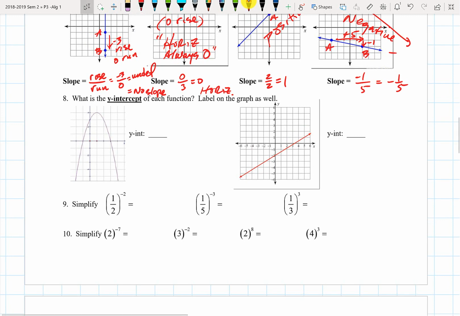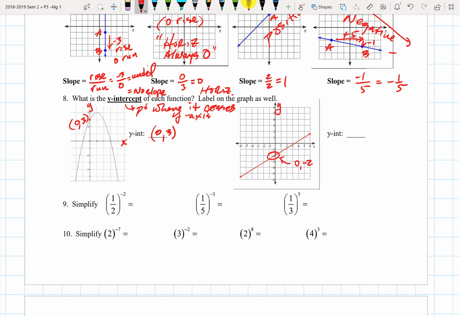Semester 1 again. What's the y-intercept? It's the point where it crosses the y-axis. That's why they call it a y-intercept. So right here, the y-intercept is 3, or (0, 3). The b value is (0, 3). Write it in ordered pair form. This is called the y-axis. Down here is called the x-axis. The y-axis is vertical. There's your y-intercept at (0, -2). Once again, this is semester 1.